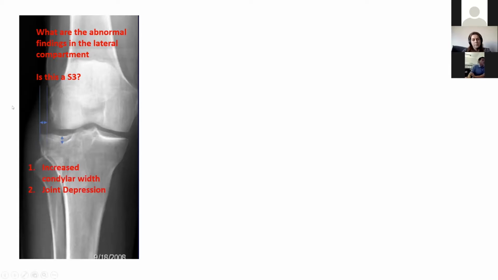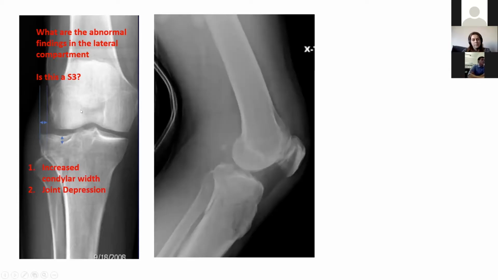We'll talk about condylar width afterwards, but there's your joint depression. There's your increased condylar width. Okay, what about this one? We're going to bump this one up to a 3. What part of the joint's depressed in this one?